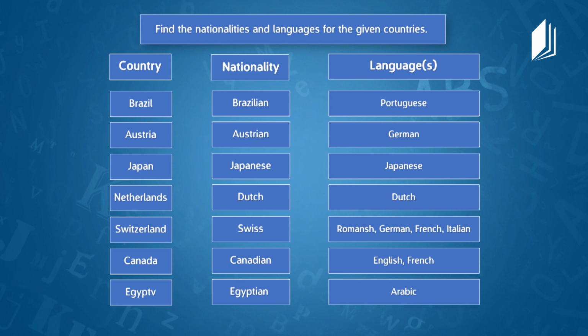So now we have our vocabulary section. And these are the vocabulary words that we are going to talk about in today's lesson.